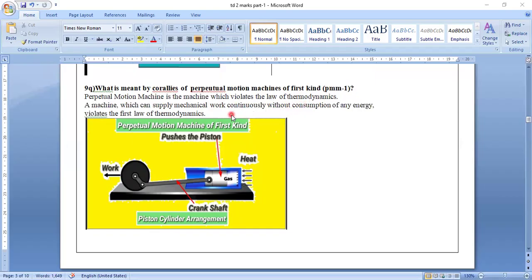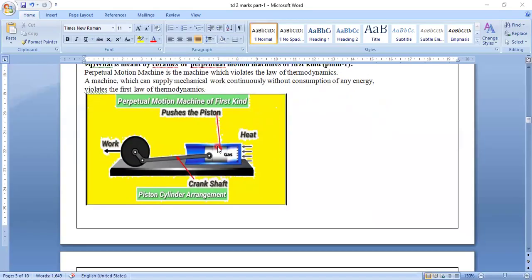How is it not following thermodynamics? It is a machine which can supply mechanical work continuously without consumption of any energy, which violates the first law of thermodynamics. If total work is converted to total heat energy, or total heat energy is converted to total work, what about internal energy? So it is not satisfying the first law of thermodynamics. It is violating the law because it is not accounting for internal energy here.